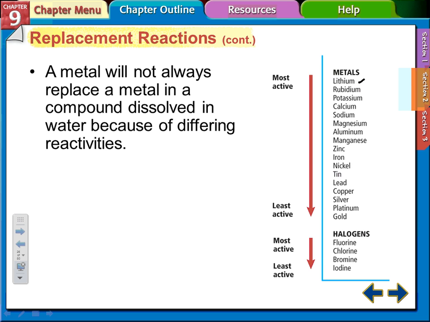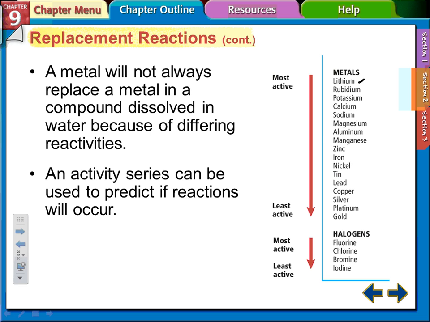Sodium will only replace magnesium, aluminum, manganese, zinc, so on down the list. Iron will replace nickel, tin will replace lead, copper, silver, and gold doesn't replace anything. It's the least active. And the halogens just go right down the group, starting at fluorine on the top, going down to iodine. So as we go down the group, it's less reactive.